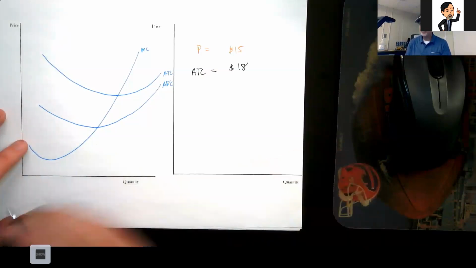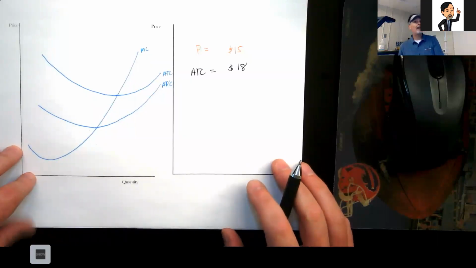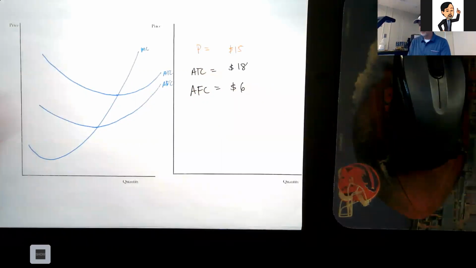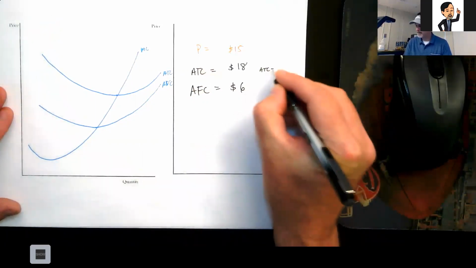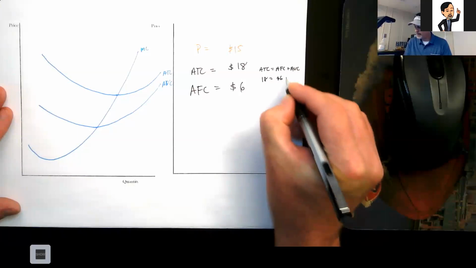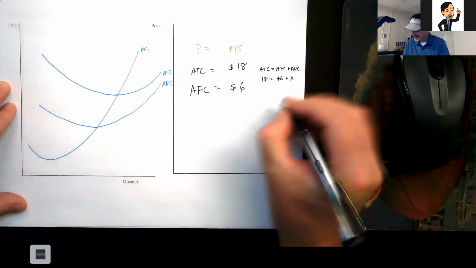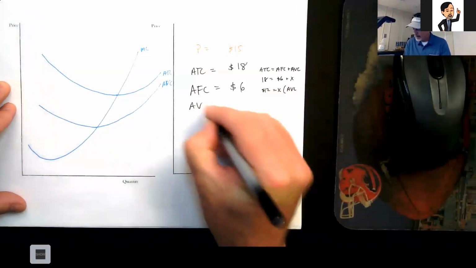Okay, so I'm going to give you a couple other figures here, and we're going to figure it out. All right, so our average fixed costs for this firm are $6 where we're producing. What does that mean our average variable costs are? ATC equals AFC plus AVC. 18 equals 6 plus X. Good. You guys are really nailing this. X, or average variable cost, equals 12. So AVC equals 12.